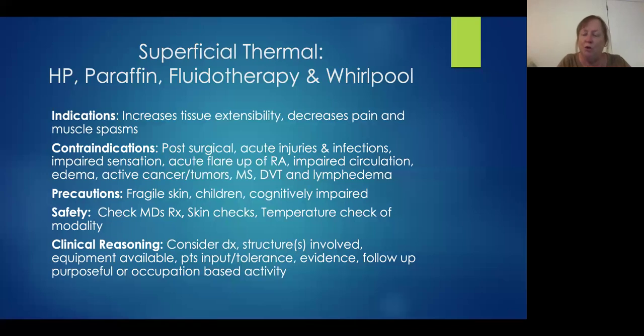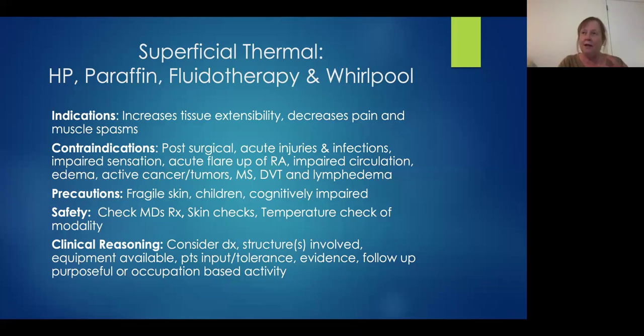So why do we use superficial thermal modalities? One is to increase tissue extensibility. When I think of heat modalities, the number one reason as a therapist for many, many years that I would use heat modalities is to increase tissue extensibility. I want to stretch those tissues, those musculotendinous units. I want to stretch those out. We also use heat modalities to help with decreasing pain and for muscle spasms. Those are the main reasons that we use it.